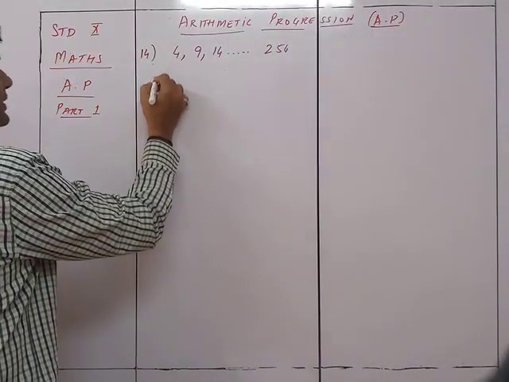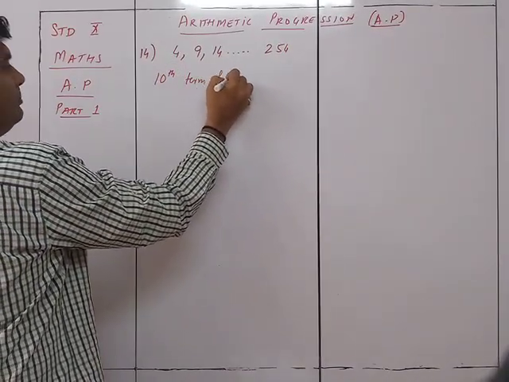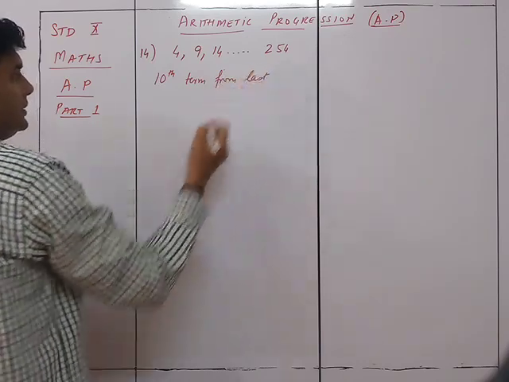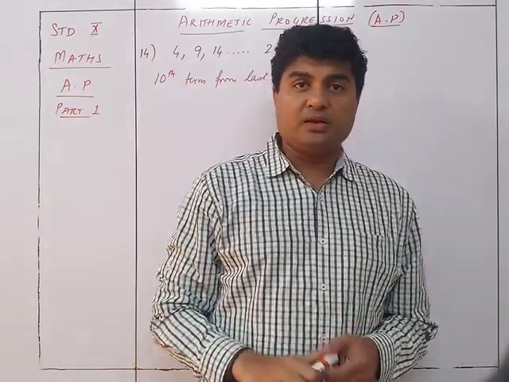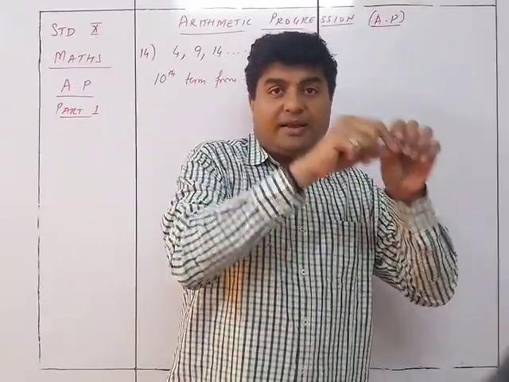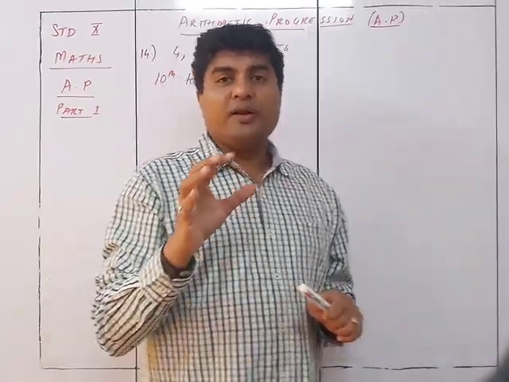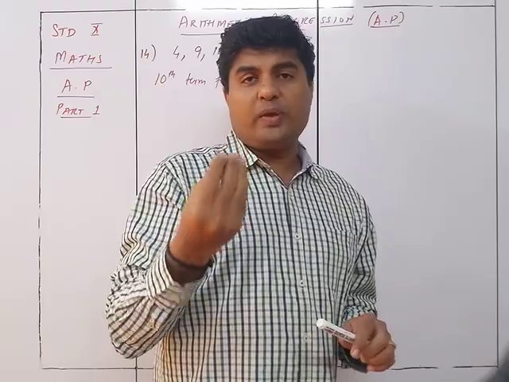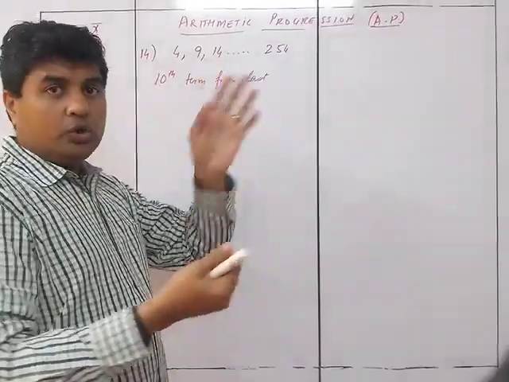You need to find out the 10th term from last. Now this is always very tricky when you take the 10th term from the last. Should I subtract or not, it is always going to be difficult. So the best way we can do it is that we take the whole AP to be reversed.